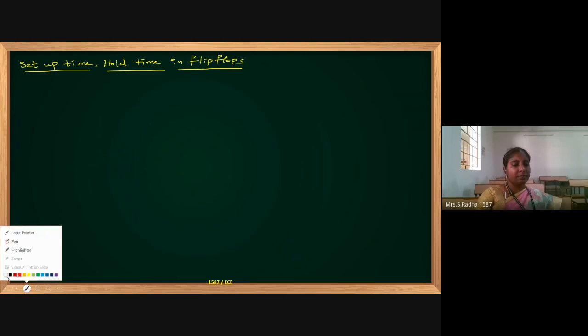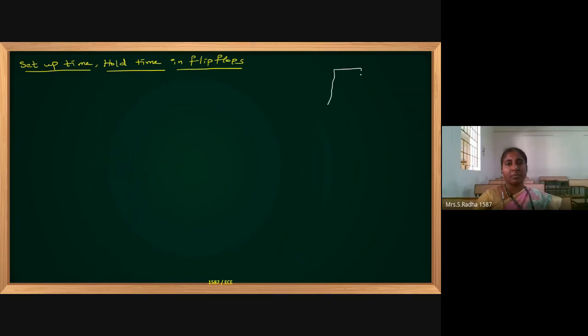So if I take any flip-flop, let me take a JK flip-flop. The inputs we have are J and K. The outputs we have are Q and Q bar. This is the JK flip-flop. We will have a clock signal also.